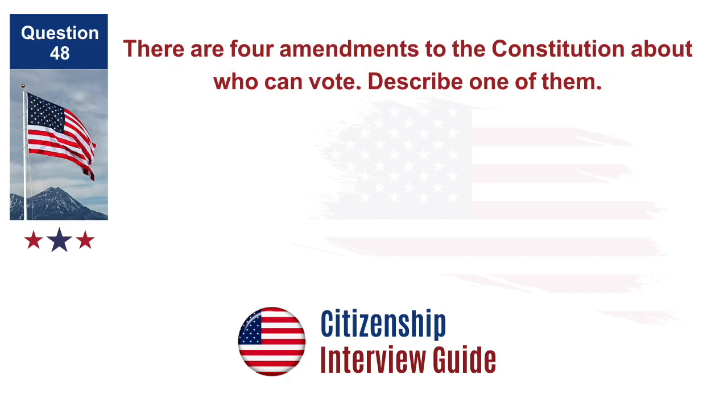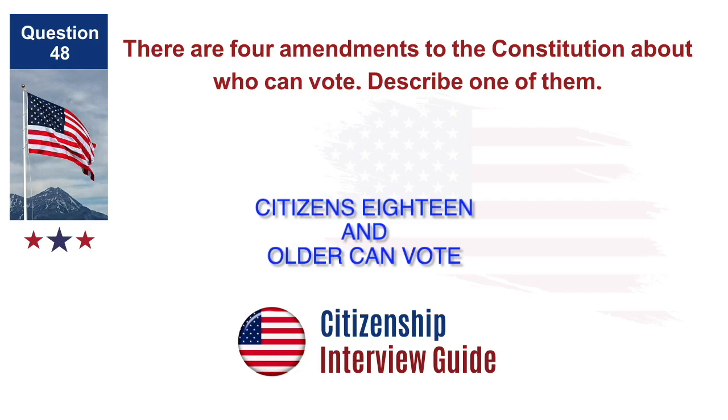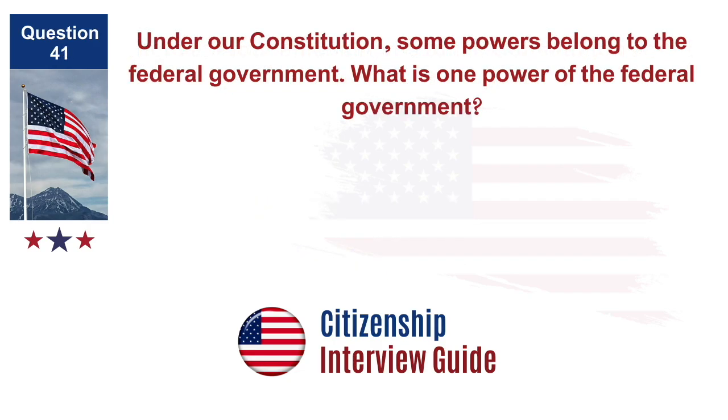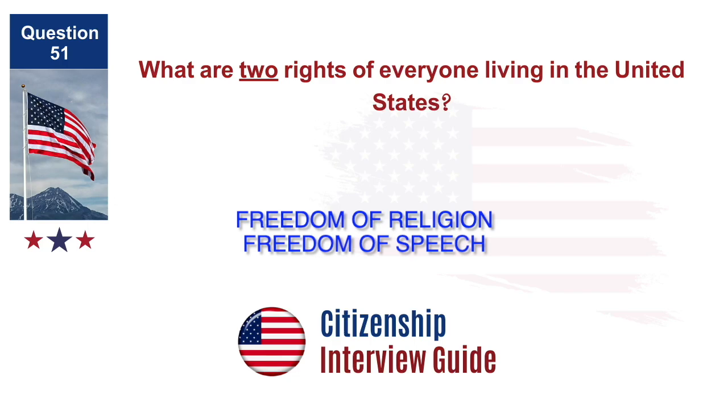There are 4 amendments to the Constitution about who can vote. Describe one of them. Citizens 18 and older can vote. Under our Constitution, some powers belong to the federal government. What is one power of the federal government? To print money. What are 2 rights of everyone living in the United States? Freedom of religion. Freedom of speech.